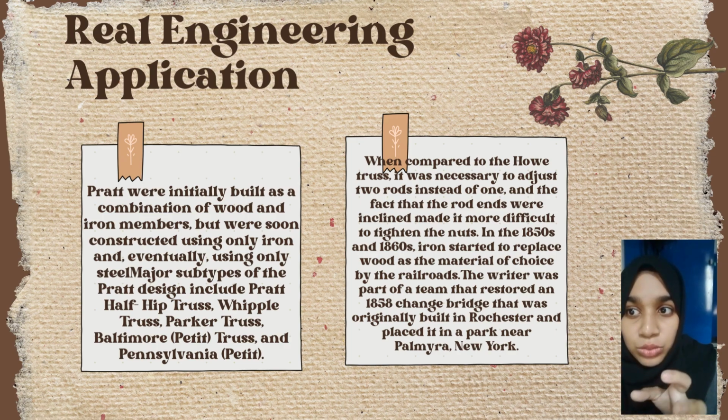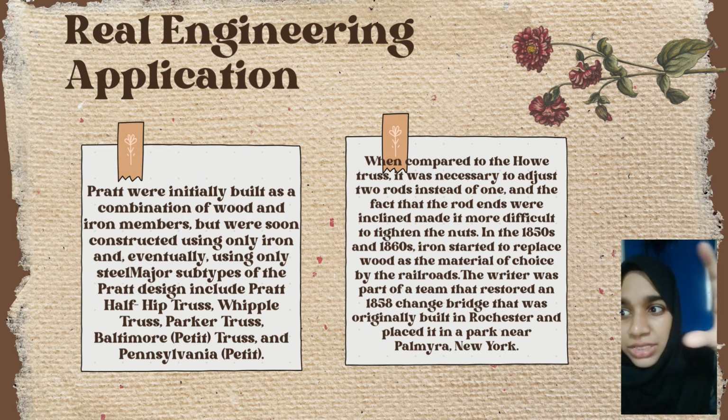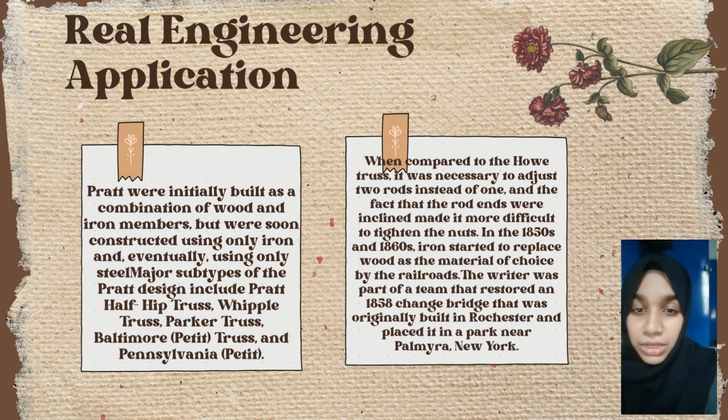Supposedly the bridge was used where it was necessary. But it was replaced from where it was originally in Rochester to a spot near Palmyra in New York. This bridge was replaced from the first initial bridge that was actually built.